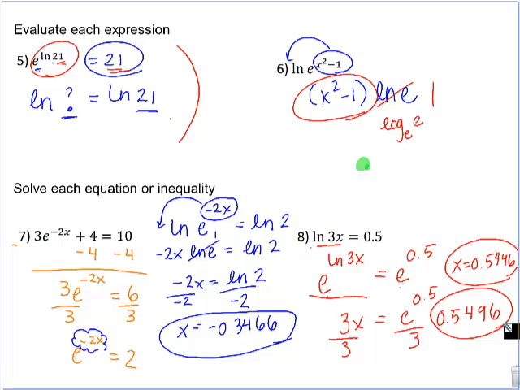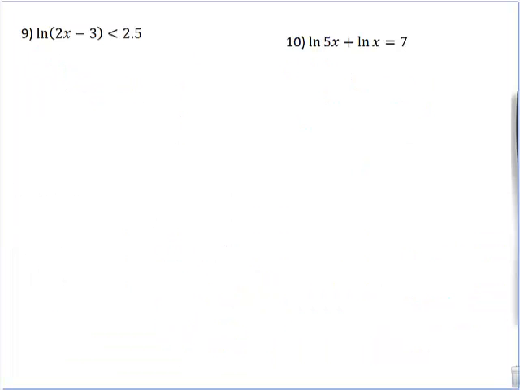Okay, we have a couple more examples for solving. Number 9, we want to solve the natural log of 2x minus 3 is less than 2.5. So we want to get the natural log alone, and it is. So since it is already alone, we are going to make those the exponents of e. So e to the natural log of 2x minus 3 is less than e to the 2.5.